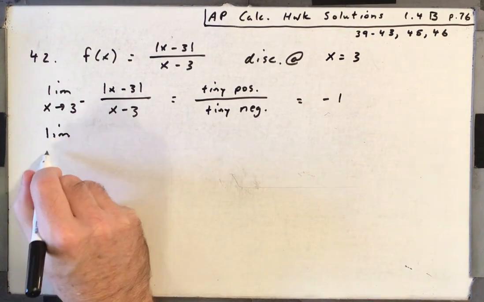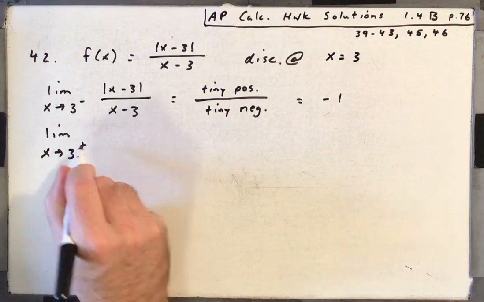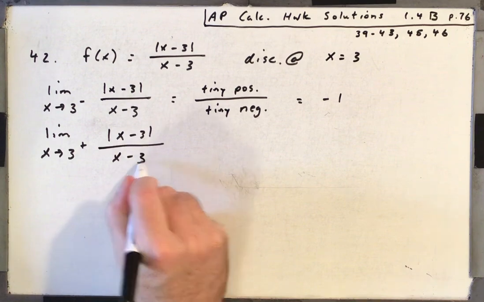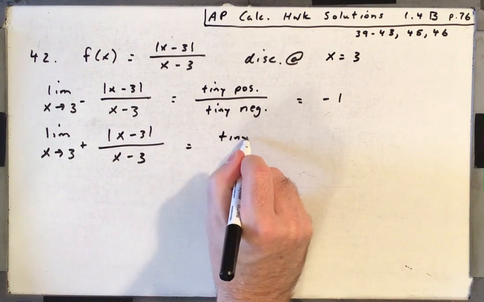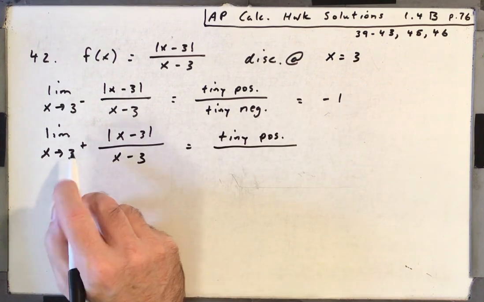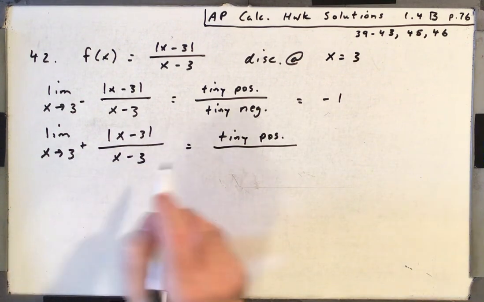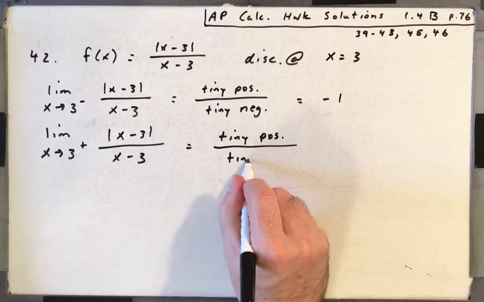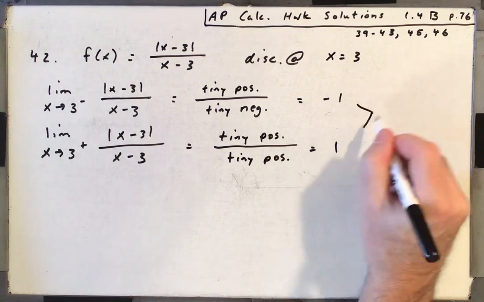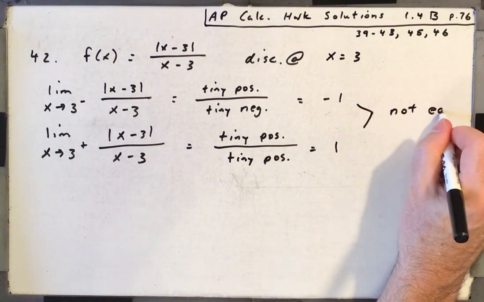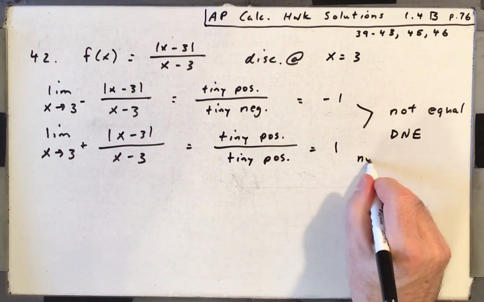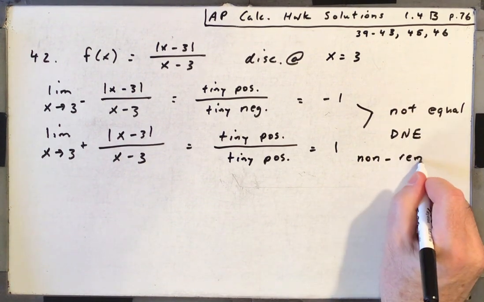And if we take the limit as x approaches 3 from the right, absolute value of x minus 3 over x minus 3, still going to be positive on top. That's what taking the absolute value does. But on the bottom, that'd be like 3.001, right? So you'd have a tiny positive on bottom. So that's going to be 1. They are not equal. So the limit does not exist. Therefore, it is non-removable.